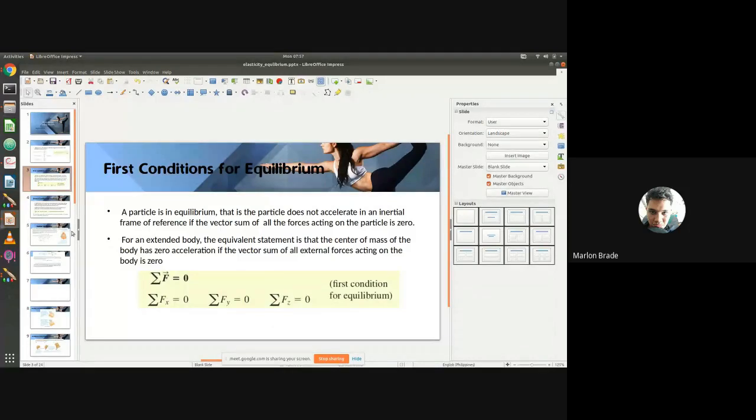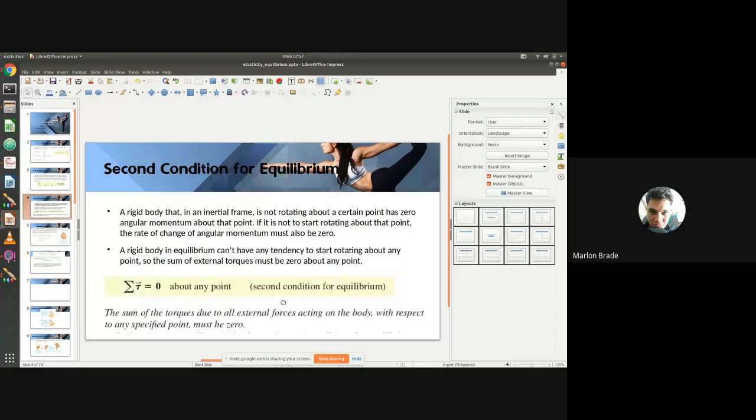So what about the second condition? Okay, the second condition for equilibrium. Now, a rigid body. What is a rigid body? What is the definition of a rigid body?